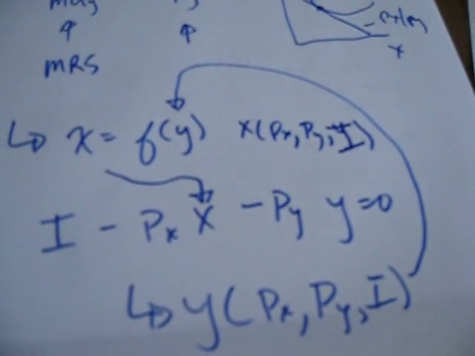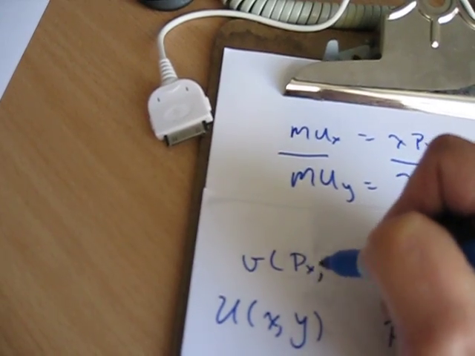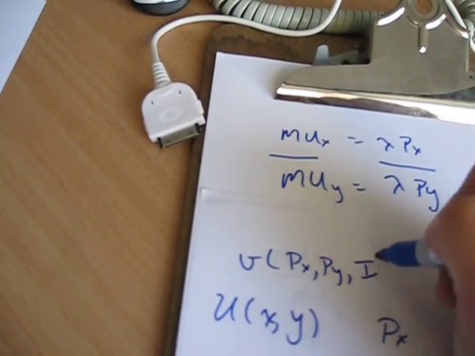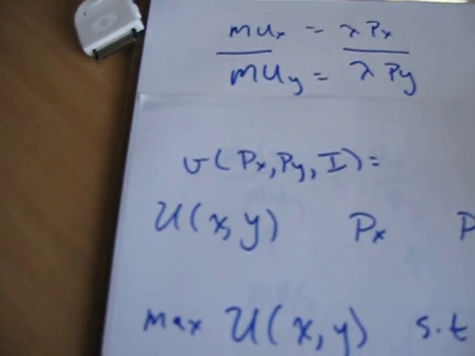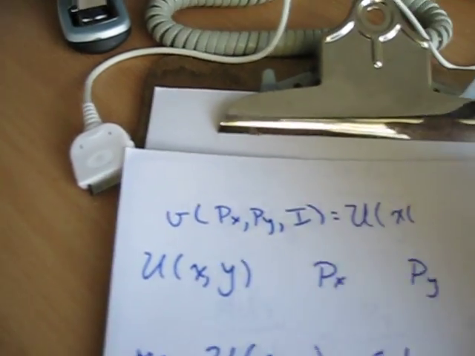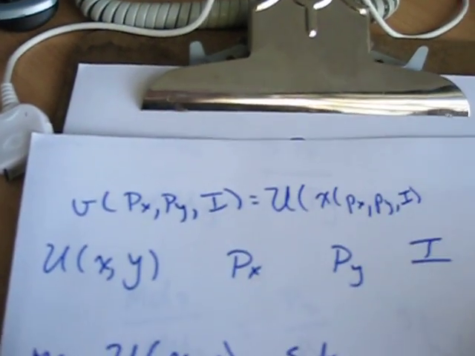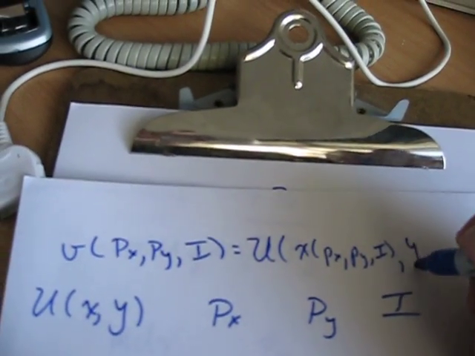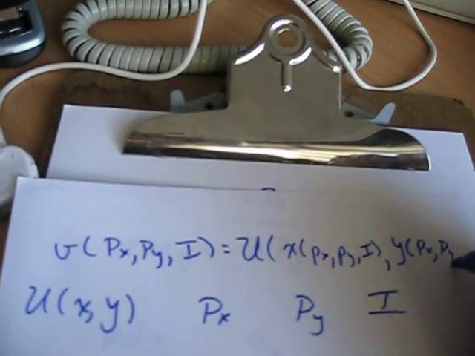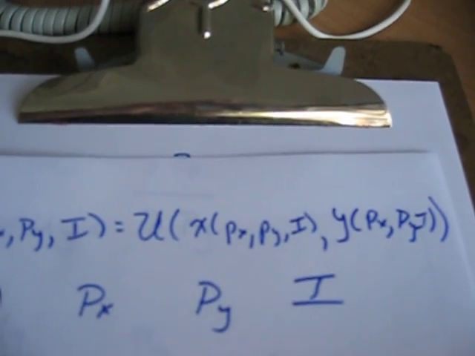If you need to go through and get indirect utility, go back to your utility function. Indirect utility, V as a function of the price of X, the price of Y, and income. Well, just plug in your demand curves that you've just solved for X and Y. So this is equal to the utility function evaluated at your optimal choice of X, your demand curve for X, and your optimal choice of Y, your demand curve for Y. That is your indirect utility function.